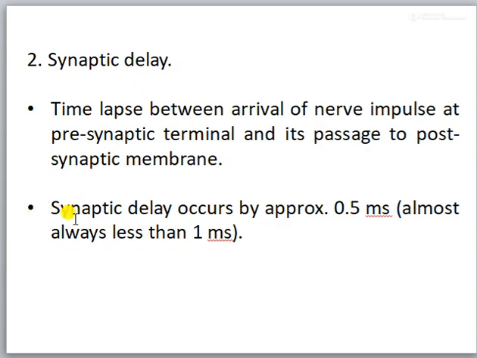Second is the synaptic delay. What is synaptic delay? It is the time lapse or time interval between arrival of nerve impulse at the presynaptic terminal and its passing to the postsynaptic terminal. It can be asked in viva, what is synaptic delay? It is the time lapse between the arrival of nerve impulse at the presynaptic terminal and its passage to the postsynaptic membrane. It is approximately 0.5 millisecond.